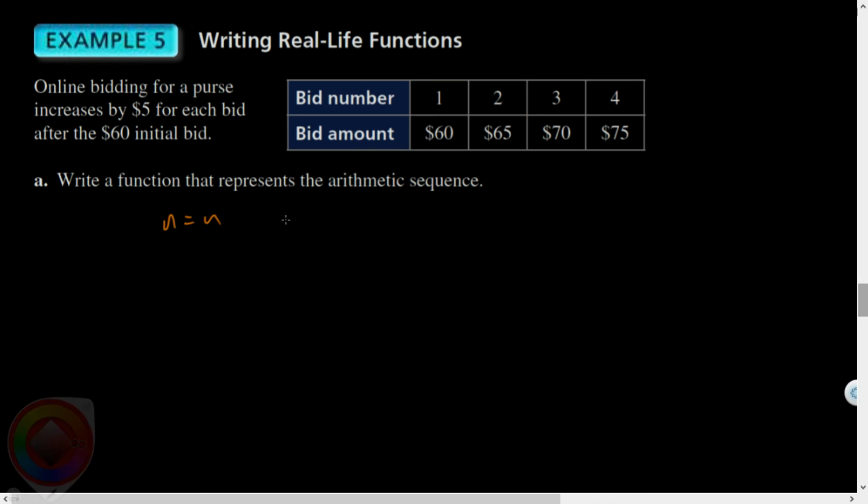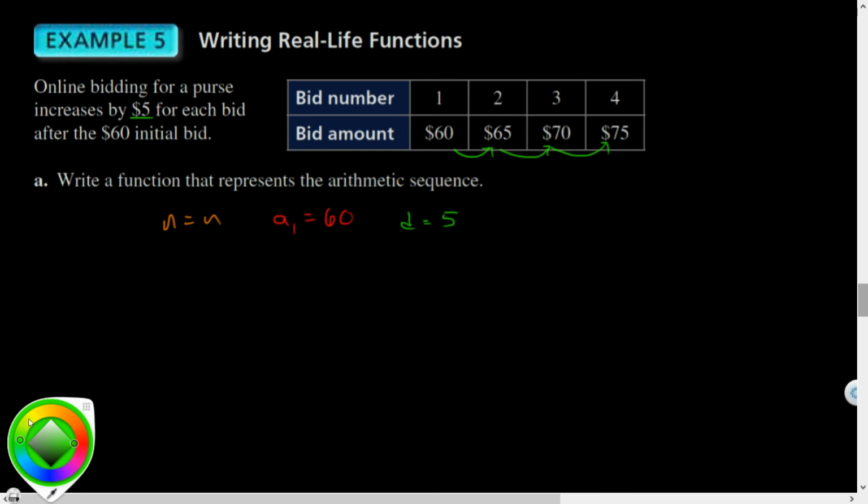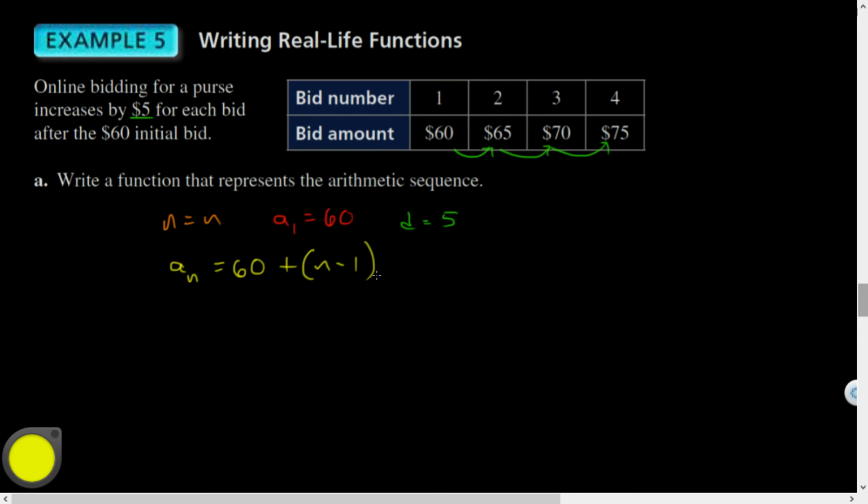My starting term, a sub 1, is $60, right? My common difference, they told us, is 5, but I also could see that it's increasing by 5s here. This is arithmetic, so the common difference is 5. And so when I write my function, I could say that a sub n, let's see, ooh, they're sneaky. I'll write it this way first, would have been 60 plus n minus 1, so this is still in terms of n, multiplied by 5.